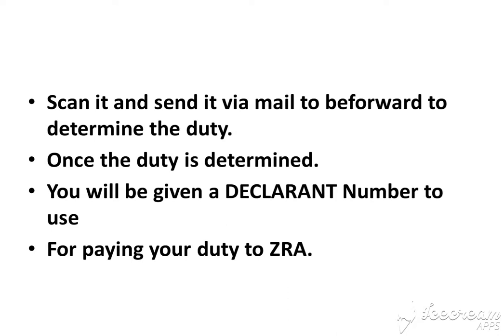So once you have your tax clearance certificate, which is basically for ZRA, scan it and send it via email to B4 to determine the duty of your vehicle. And once the duty is determined, you'll be given a declarant number to use for paying your duty to ZRA. B4 are not the ones who pay ZRA duty for you. You have to pay for yourself. Don't be conned into paying someone the money for your duty so that they pay for you. The declarant number you'll be given, you can use it to pay ZRA.